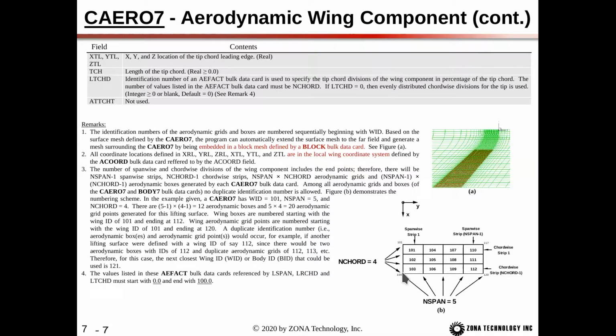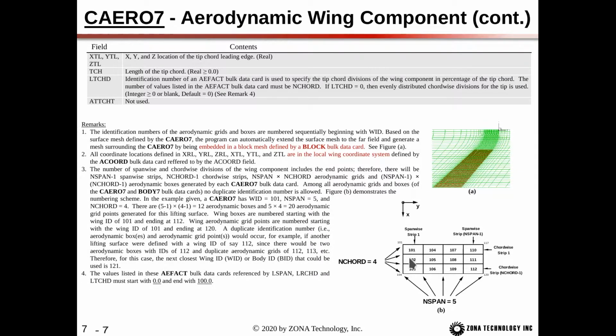So we have 4 chord-wise divisions, so we have 3 boxes. End span is 5, so we have 5 span-wise divisions, so we have 4 boxes. The numbering starts at the leading edge left-hand side, or the root side of the C-Aero7. So the first box is the same as the wing ID of the C-Aero7, so it's 101.